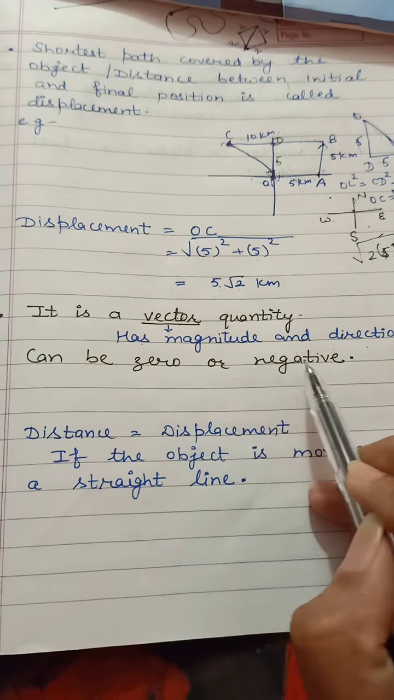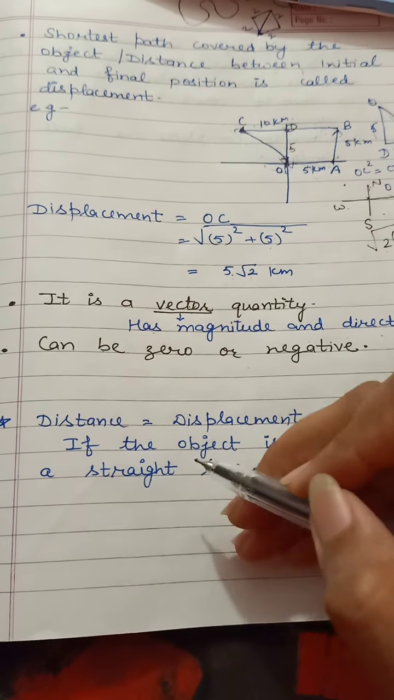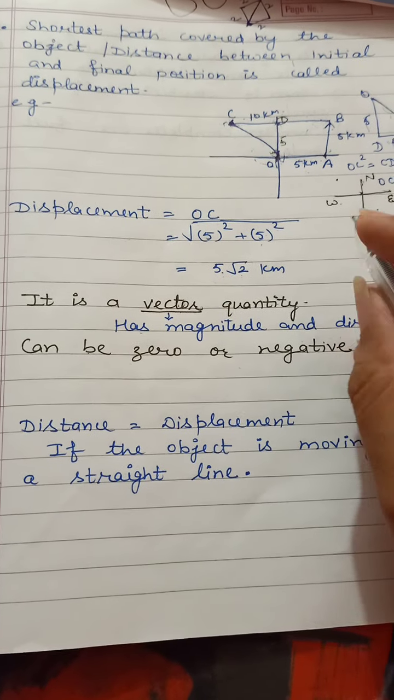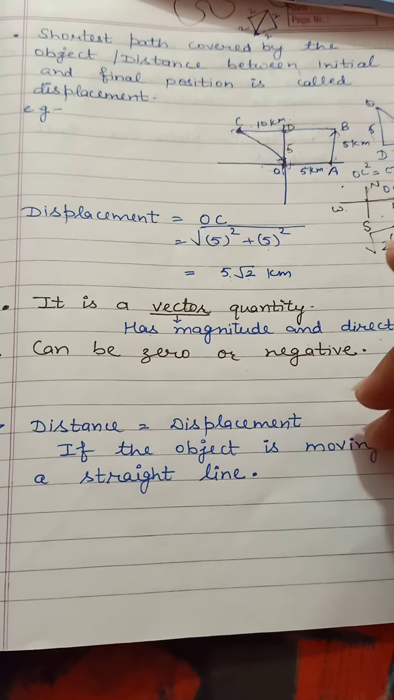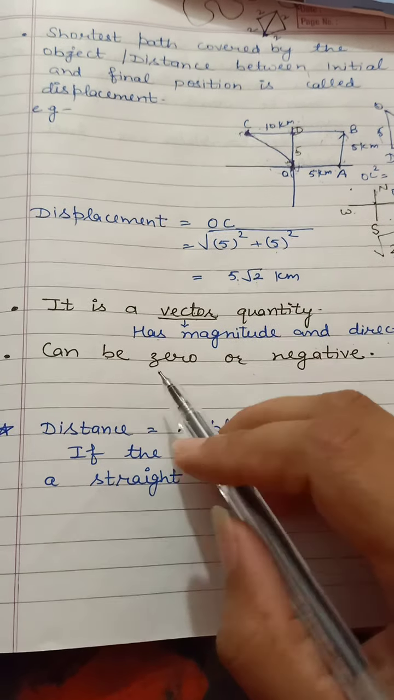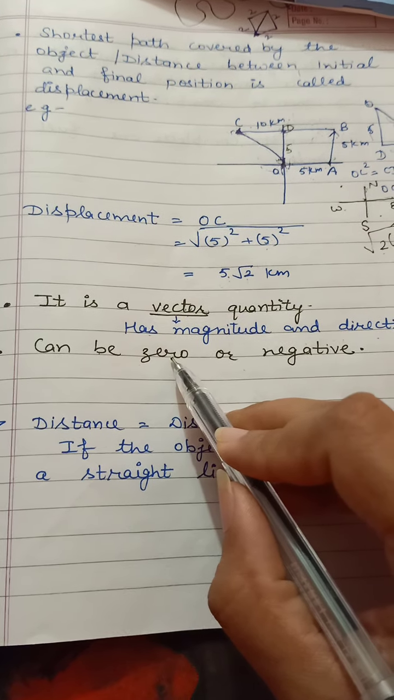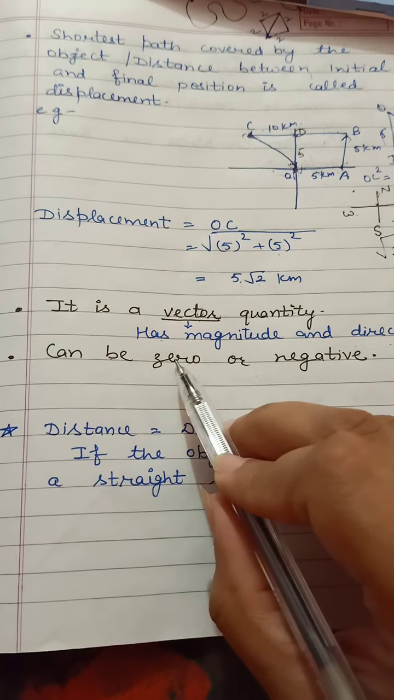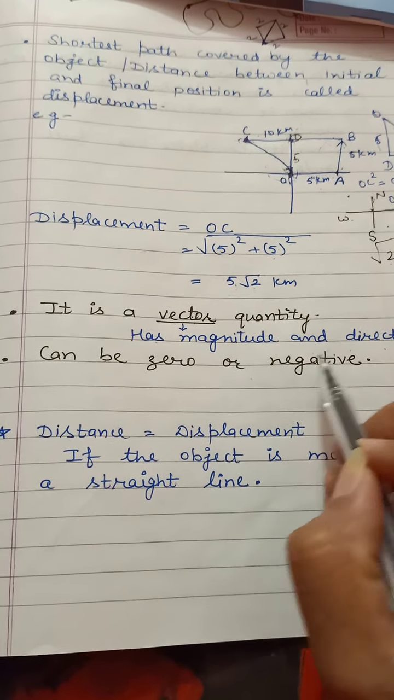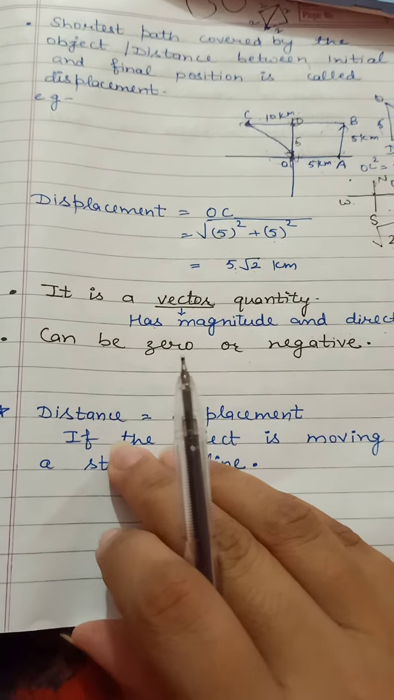Displacement can be 0 or negative. How can it be 0? If the object starts at a particular point and after finishing the whole distance it comes to the same place, at that time the displacement will be 0. So the displacement can be 0 and negative also. We will take some examples for this negative displacement.